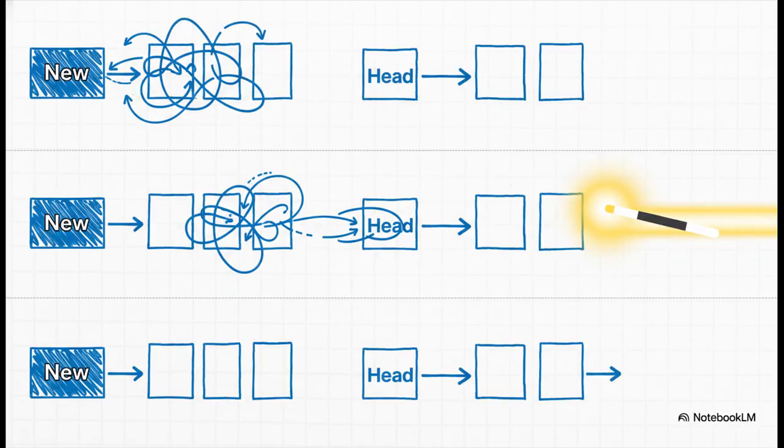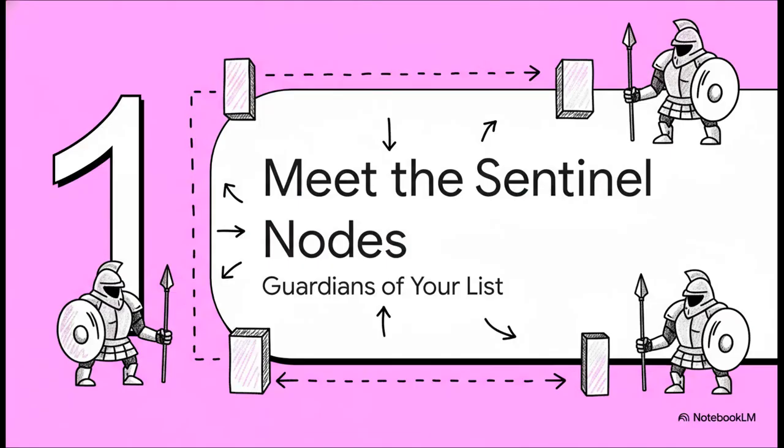So this gets you thinking, right? What if we could just get rid of all those special cases? What if inserting at the front or in the middle or at the very end all used the exact same logic? It sounds a little too good to be true, but it's totally possible. And the way we do it is with something called Sentinel nodes. The best way to think about them is as permanent guardians, or maybe like bookends for your list. They just stand there at the very beginning and the very end, and their whole job is to make everything that happens in between way, way simpler.